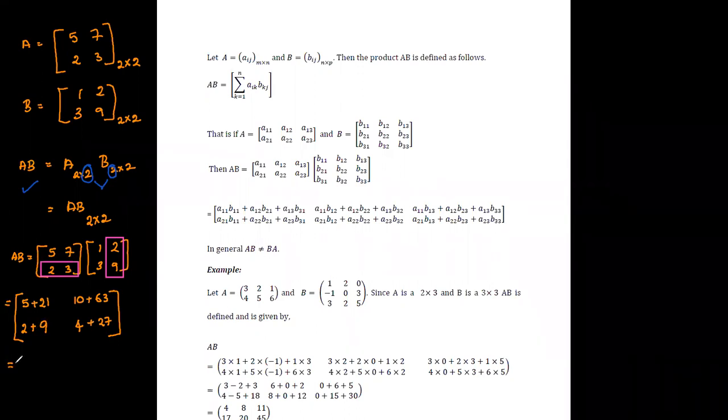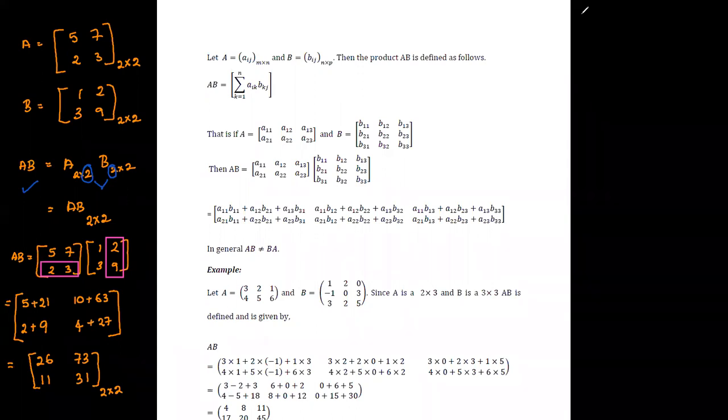Then we will get these values. 5 plus 21, value becomes 26. 10 plus 63, value becomes 73. 9 plus 2, value becomes 11. 4 plus 27, value becomes 31. Now we can see that this is the answer we have obtained for this matrix multiplication, and now we can see that the dimension is similar as what we have obtained previously. It is again a 2 by 2 matrix.